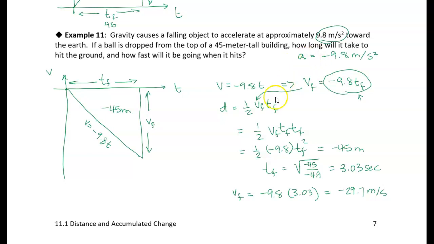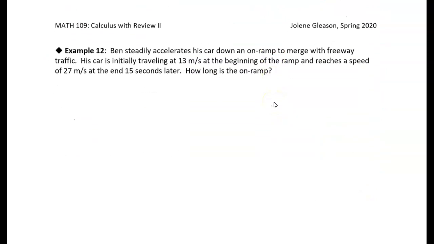All right, bear with me. We've got one more example. He's driving his car. He's going to get on the freeway, so he has to accelerate down this on-ramp. And we're told that his initial velocity is 13 meters per second at the beginning of the ramp, and he gets up to a speed of 27 meters per second at the end of the ramp. And it takes a total of 15 seconds to complete that process. And we want to know how long is the on-ramp.